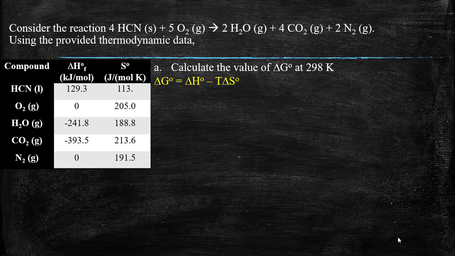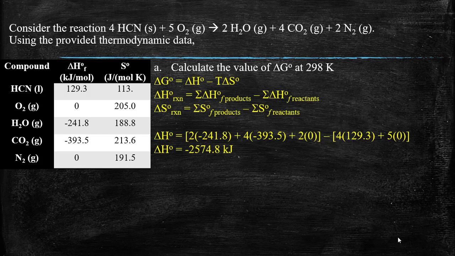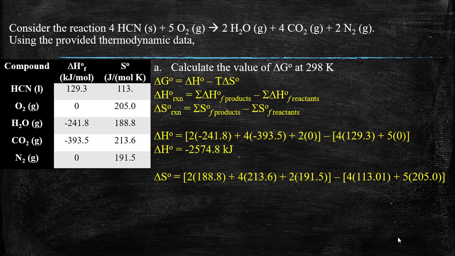We're not given the delta H naught or the delta S naught for the reaction, but we do know that the summation of the delta H of the products minus the summation of the delta H of the reactants equals the delta H naught of the reaction, and the same setup works for entropy. So for the enthalpy, you plug the values in, you get a delta H naught of minus 2,574.8 kilojoules. Do the same for the delta S naught, and you get a delta S naught of 138 joules per Kelvin.